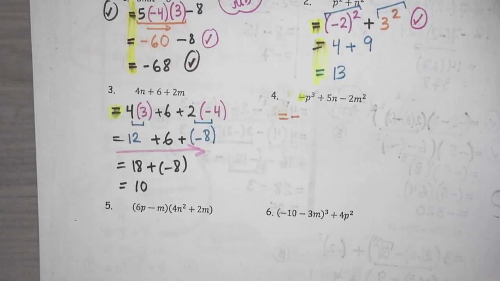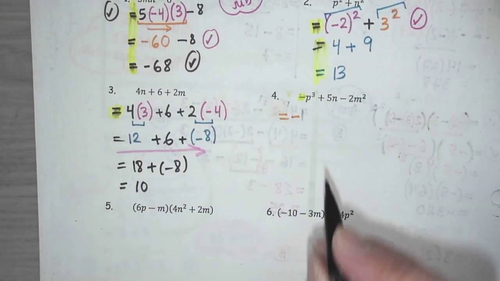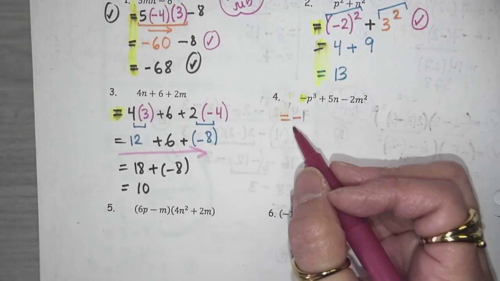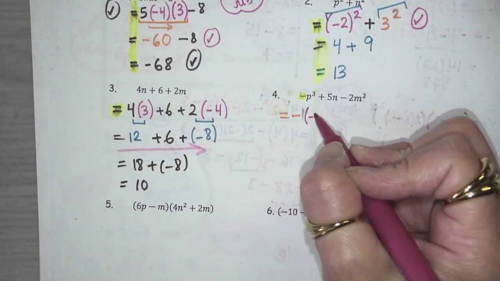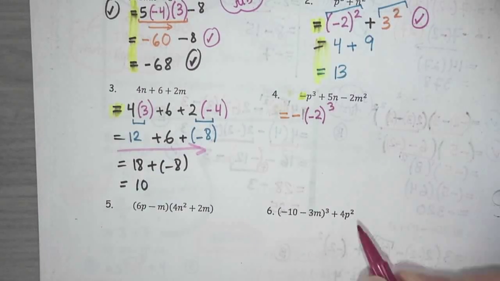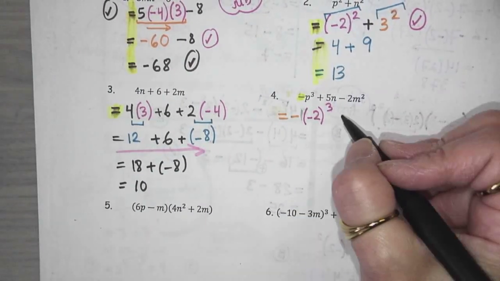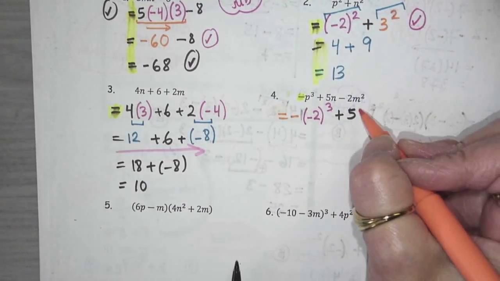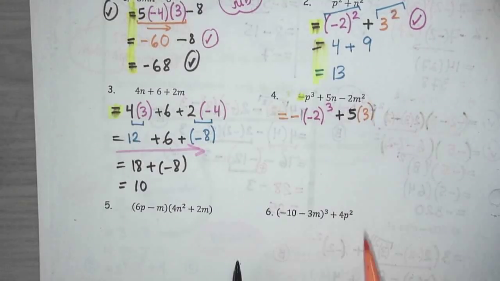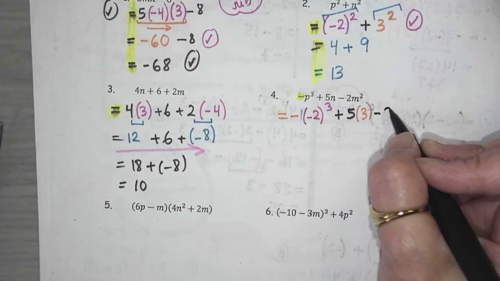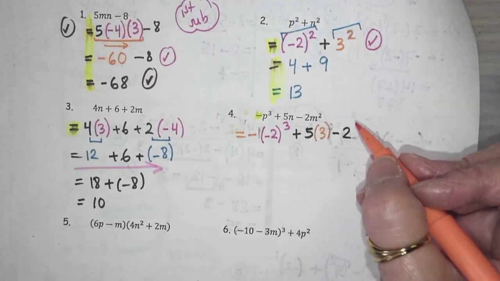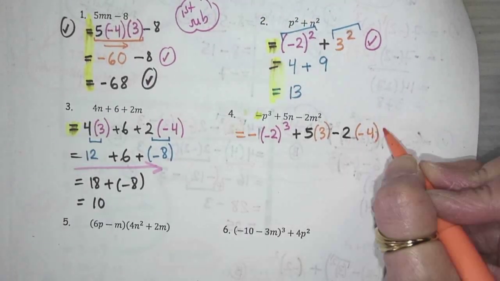Okay, so pretend it's a negative 1 times p cubed. Now the p cubed, p is negative 2. So you're going to go bracket negative 2 cubed, p cubed, and it's in a bracket. Okay, now what else do we want? Plus 5 beside the n, which will be 3, so times 3. Minus 2 and m squared. M squared is negative 4 squared.